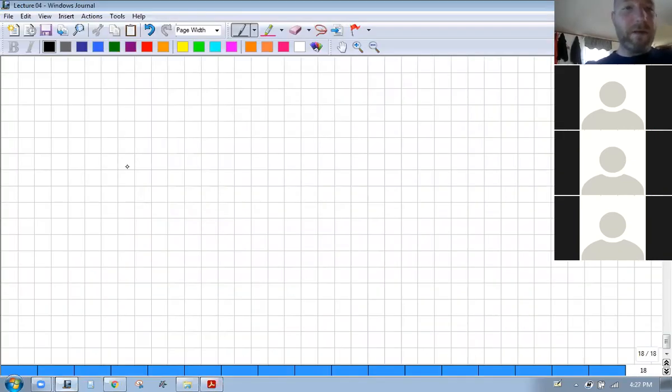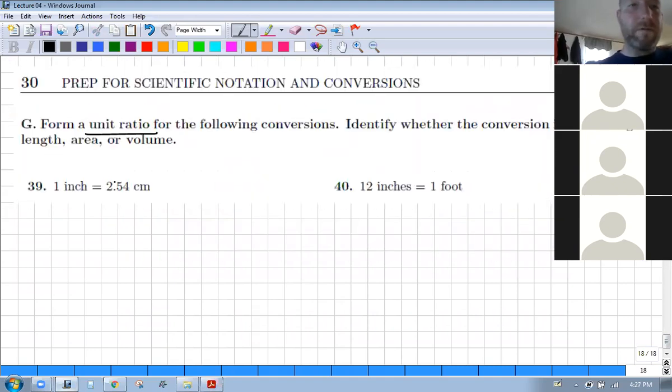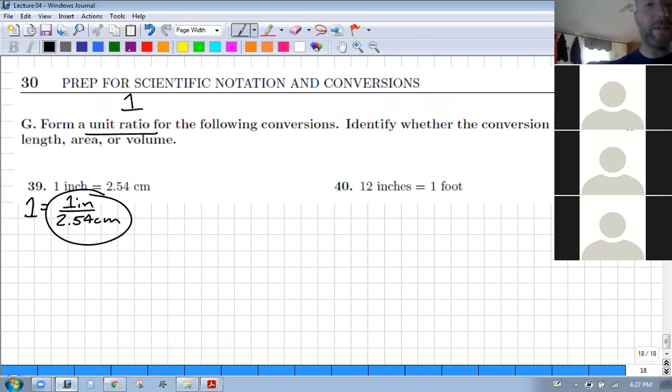Now, they're asking us for a unit ratio. All that is, is the number 1 written in a smart way. Using this relationship, since 1 inch is the same as 2.54 centimeters, this is a unit ratio. The top is equal to the bottom. We could also write it like this: 2.54 centimeters over 1 inch. Now, why do we want to do that? We use these smart ones in order to convert units.